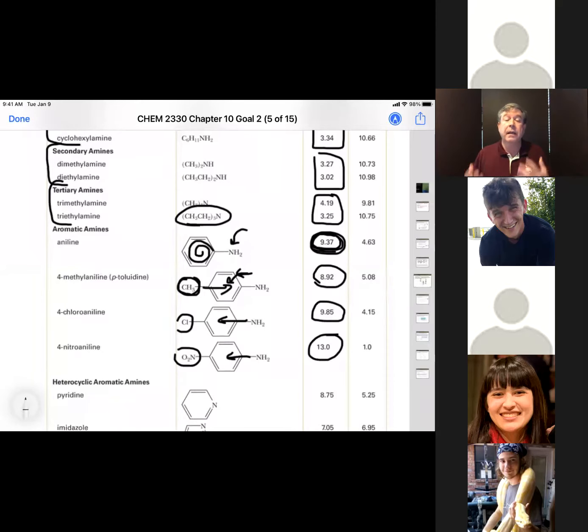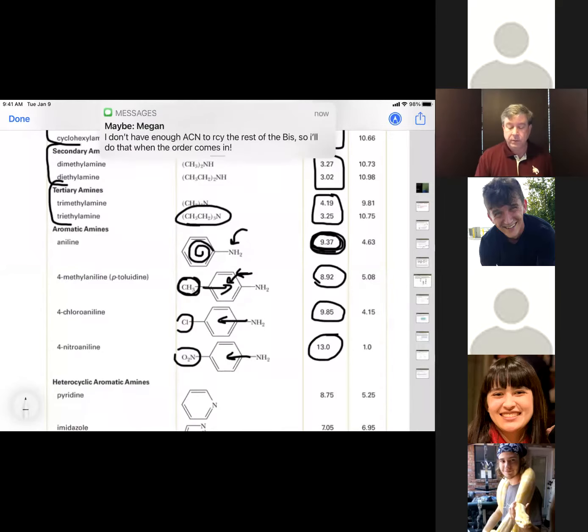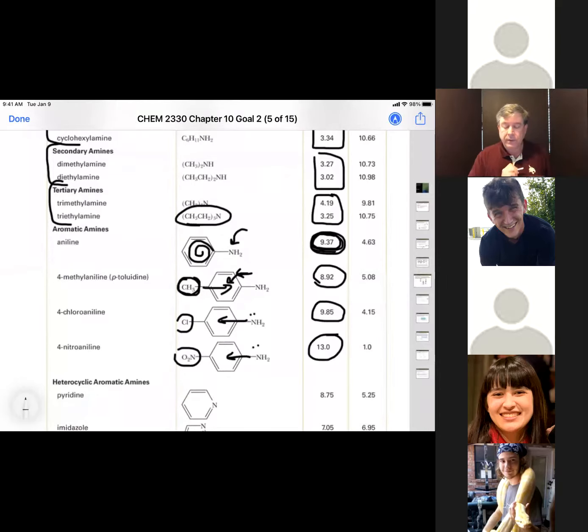They're making it less basic because it's pulling electrons away. The lone pairs here are being pulled into the benzene ring and therefore are less available to act as a base. So it decreases the basicity.